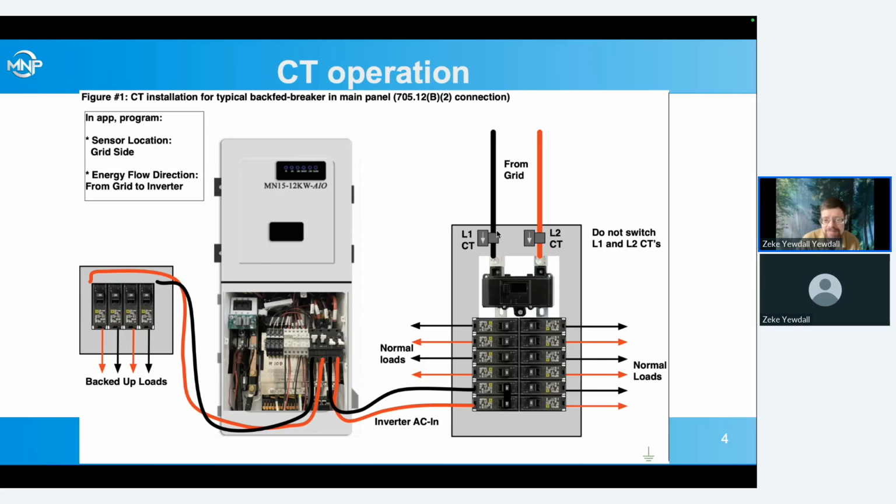So we've got our CTs monitoring how much power is coming in from the grid, and we can tell exactly how much that inverter needs to push into there to support those normal loads. Or say this is a zero export situation. We want to make sure we don't export to the grid, so we monitor that connection to the grid. And during the daytime, it's powering the backed up loads here, but it can also power these normal loads without exporting to the grid.